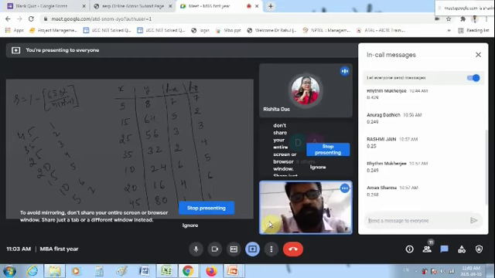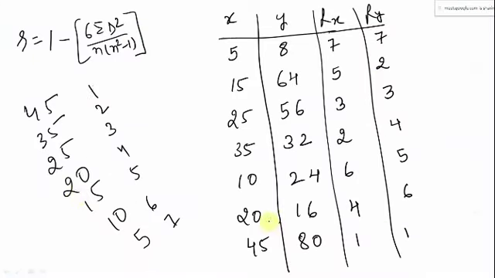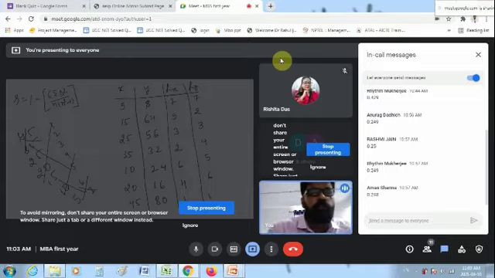Okay, sir, got it. I did this just to explain to you. Otherwise, we need not do this. Is it clear now? Yes. Okay. Anyone else has any doubt? It's a simple way of ranking the data.